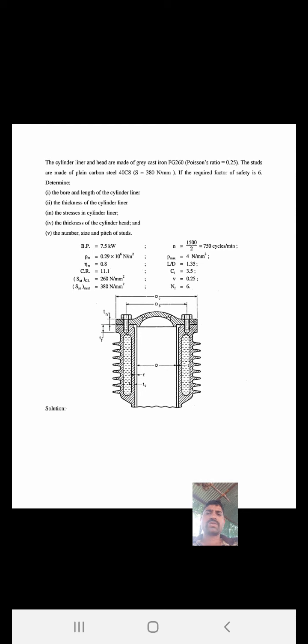Second, the thickness of the cylinder liner. Third, the stress in the cylinder liner. Then the thickness of the cylinder head and the number, size and pitch of the studs. These are the values we want to calculate.